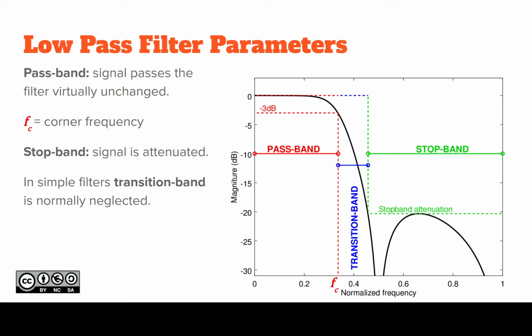So basically, if you have a low-pass filter, it's characterized by the following parameters: the passband. That's where the signal goes through without any attenuation.